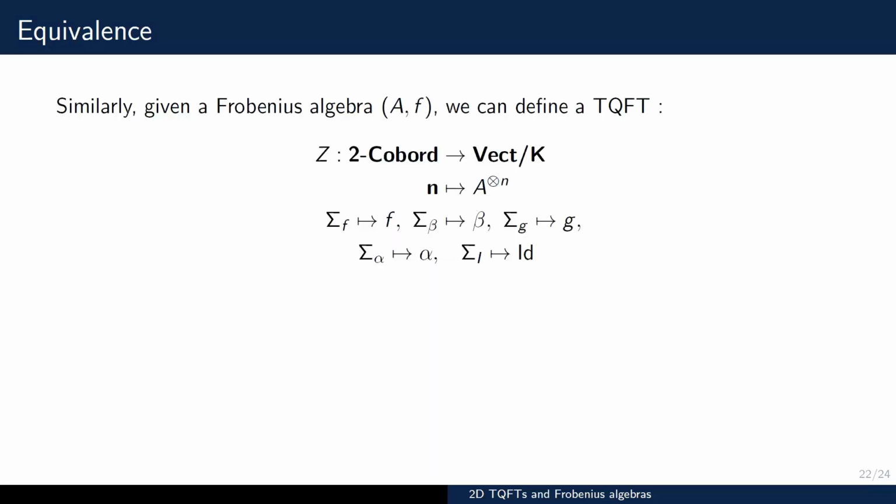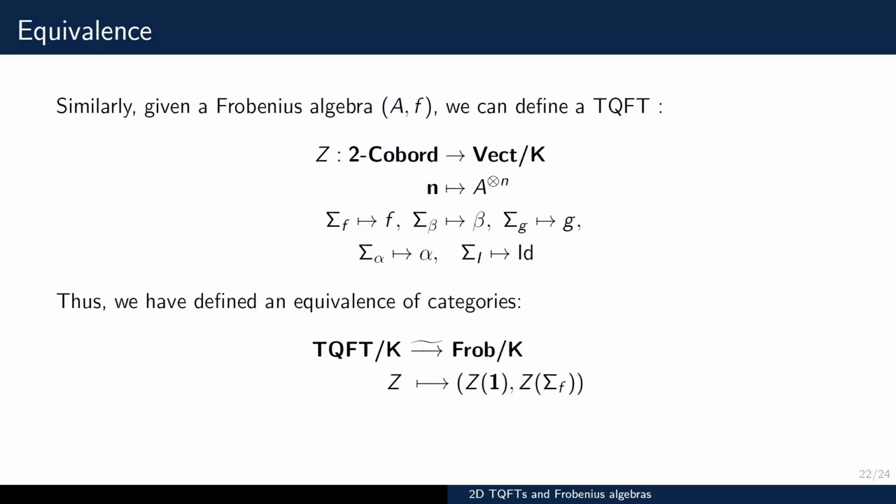Now the nice thing about this proof is we can also work backwards. So given a Frobenius algebra, we can define a topological quantum field theory which associates to every union of n circles the space A tensored with itself n times, and the same mapping of the base components with the algebraic structures. So what we have defined here is an equivalence of categories, of TQFTs over the field K and Frobenius algebras over the field K.